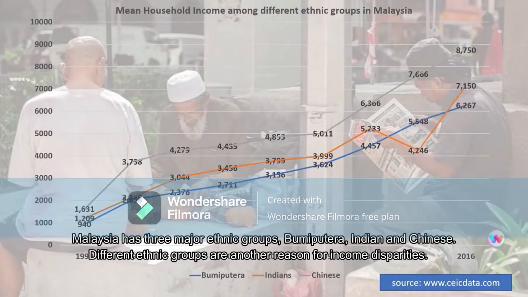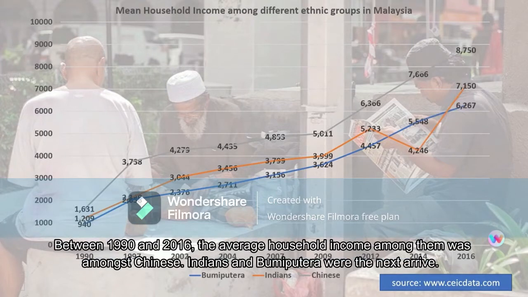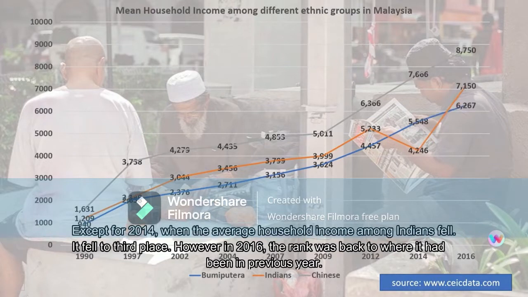Malaysia has three major ethnic groups: Bumiputra, Indian, and Chinese. Different ethnic groups are another reason for income disparities. Between 1990 and 2016, the average household income was highest among Chinese. Indians and Bumiputras were next, except for 2014, when the average household income among Indians fell to third place. However, in 2016, the rank was back to where it had been in the previous year.